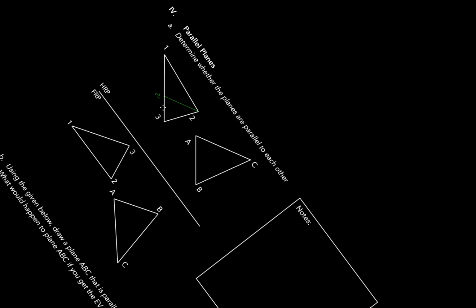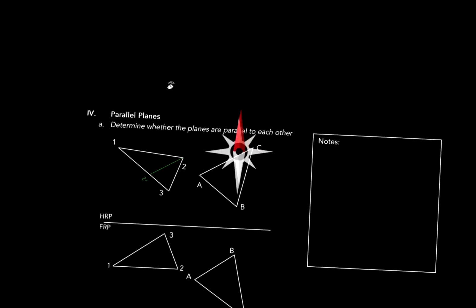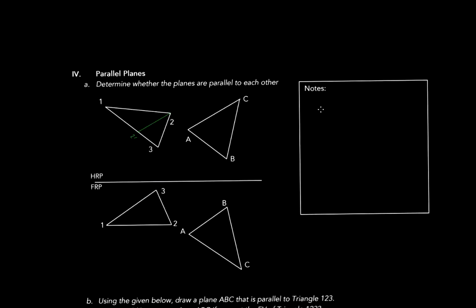AB is already parallel to 1, 3 actually. Right? Because if I draw a line from here, they are both parallel. So 1, 3 is already parallel to AB here. So what I just need to prove, for this to be truly parallel, is that 2, 2 prime should be parallel to AC, and 1, 3 should be parallel to AB.